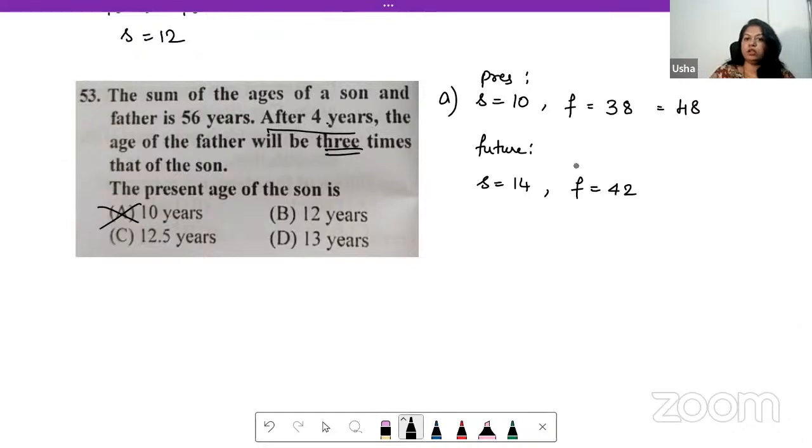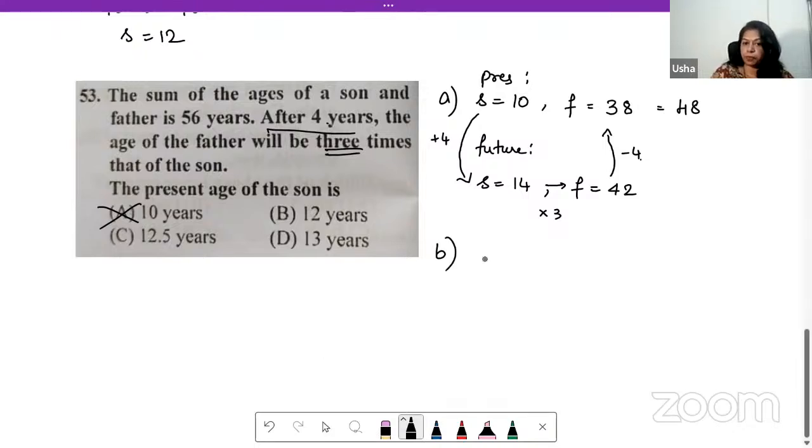Understood? We are assuming the given answer to be true. From this, I am calculating the future age, which is after 4 years. From the future age of the son, I am calculating the father's future age, which is 3 times the son's age. From this, I am calculating the father's present age by doing -4. This is +4 here into 3. And then adding these two to check whether it is 56. It is not. Therefore, it is not our answer.